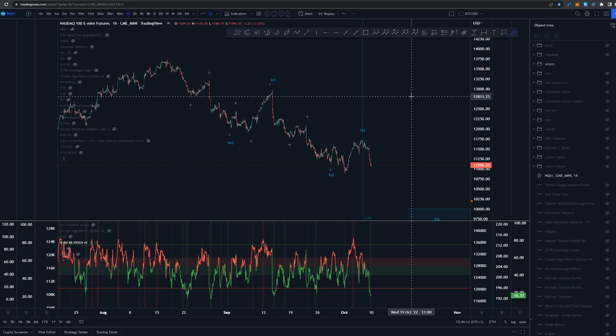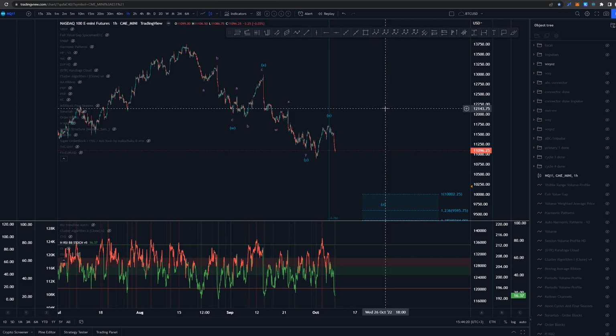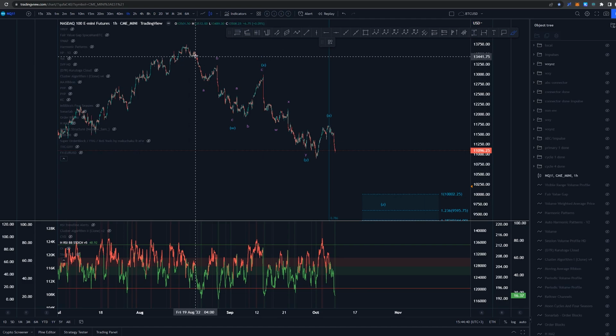Now, then we have the WXYXZ on higher time frame. Again, why I don't really prefer these is just because they are rare in itself, and I've now shown you two of these counts in one video, and I don't think I've ever seen or ever shown a WXYZ count before at all. So yeah, I guess they're not that likely to me.